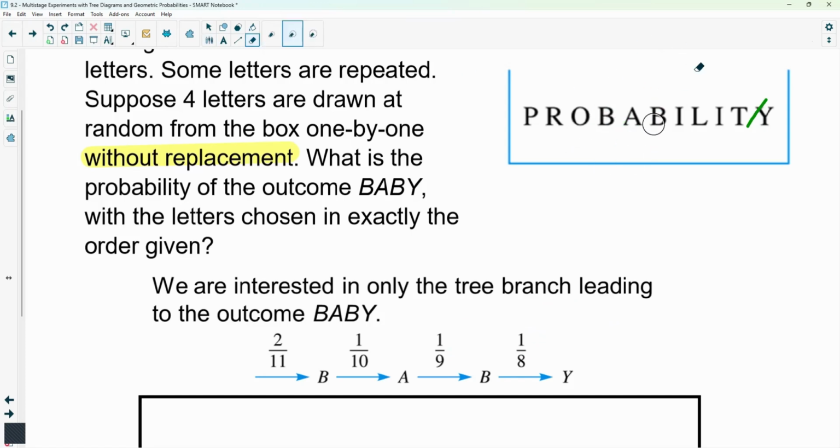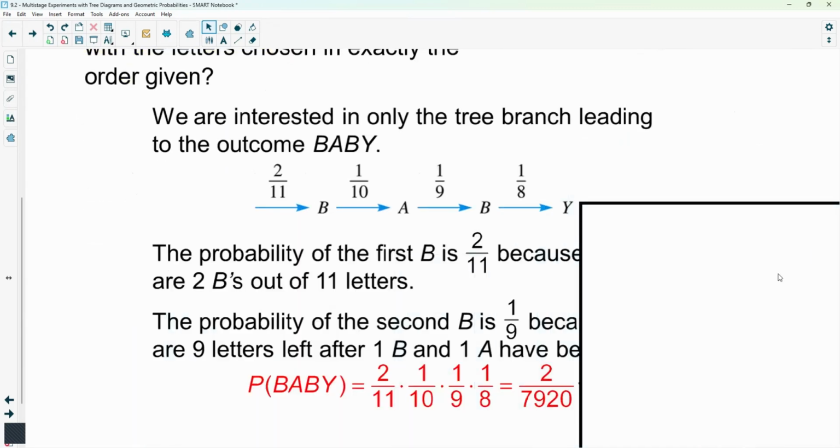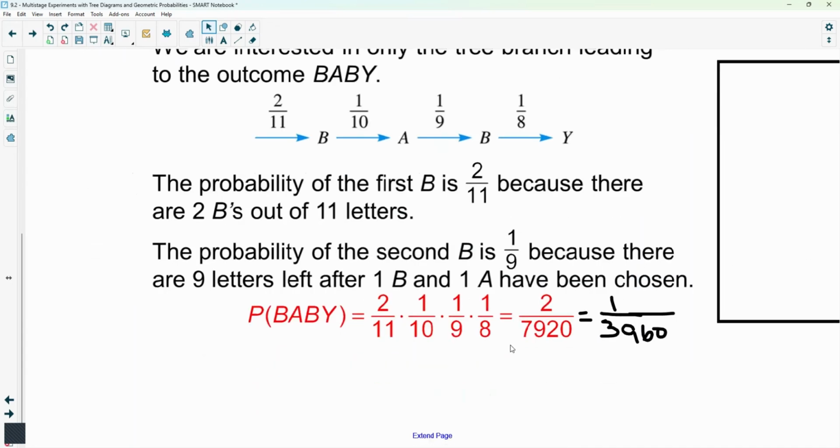And then you just need to multiply that complete pathway. So you don't have to do the whole tree diagram, just that pathway that you're interested in. And then just multiply because they're all independent events. So when you multiply them, you're going to get 2 over 7,920. And when you reduce that by 2, you get 1 over 3,960.